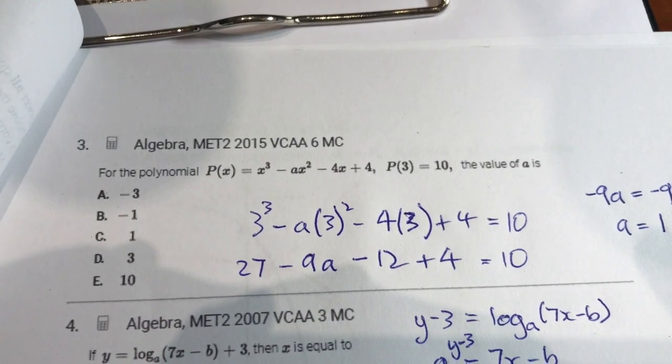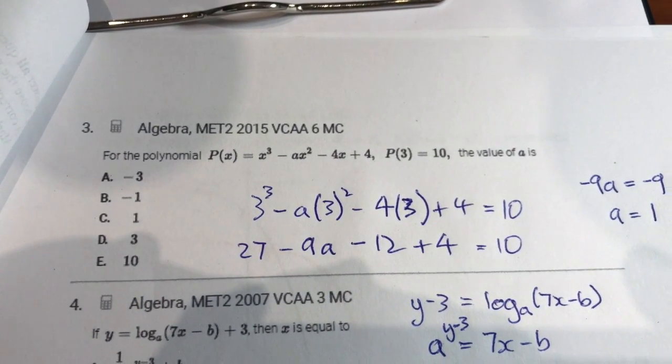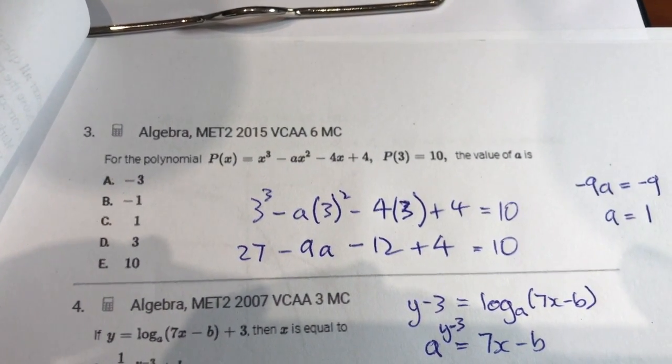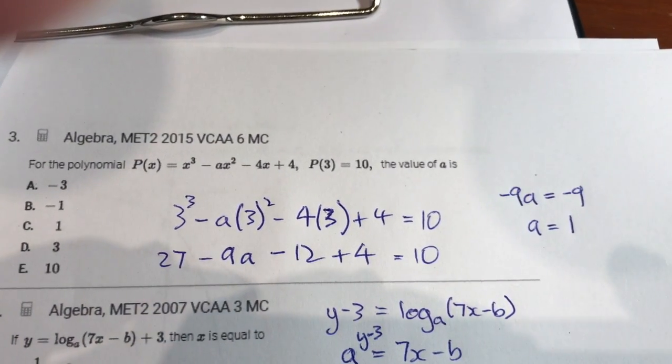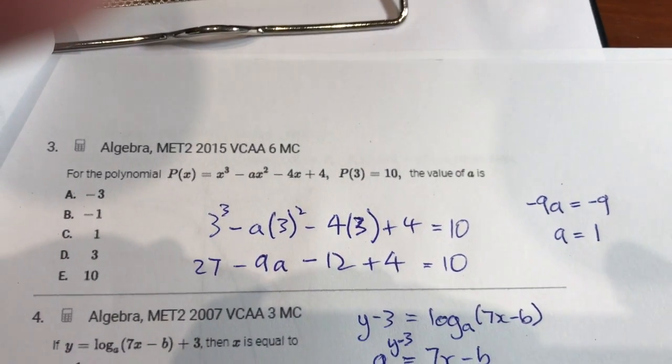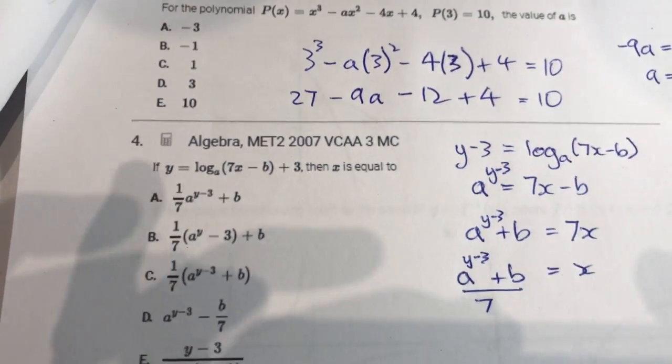Okay, so polynomial P(3) equals 10. We're using the remainder theorem. We just substitute in 3 and we should get 10. Solve for that and we get a equals 1, which is answer C.